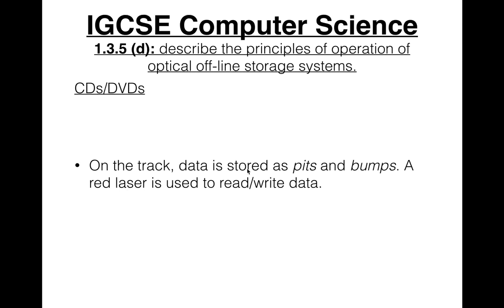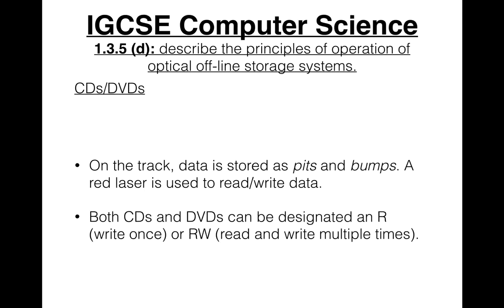On the track, data is stored as pits and bumps. A red laser is used to read and write data. Both CDs and DVDs can be designated R, for write once, or RW, for read and write multiple times.